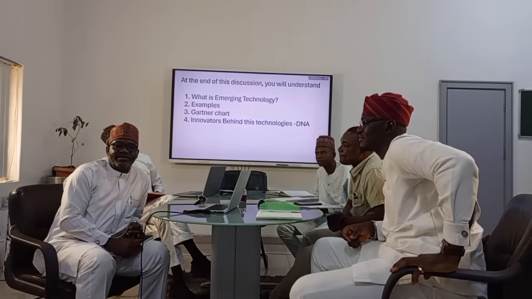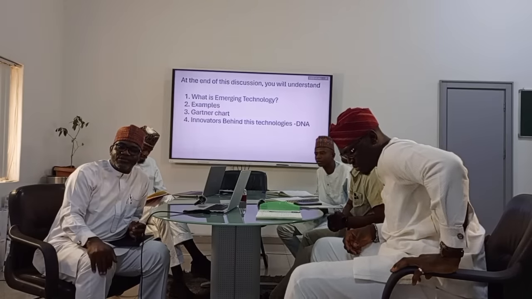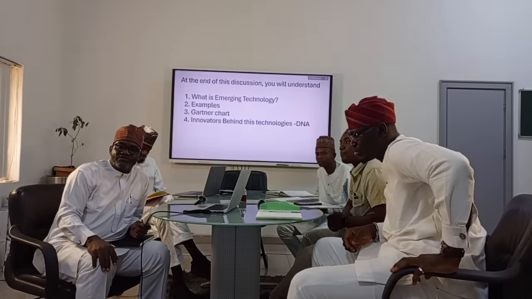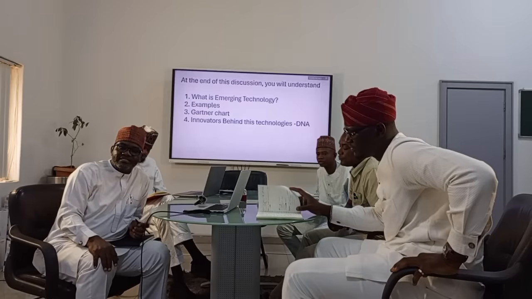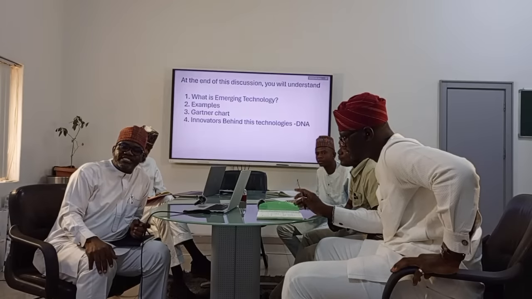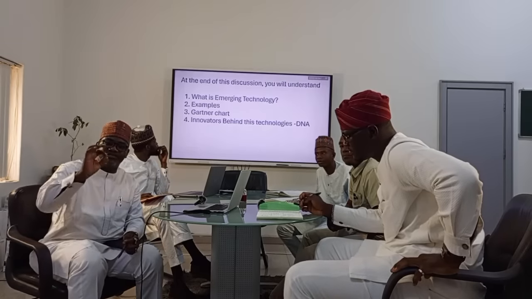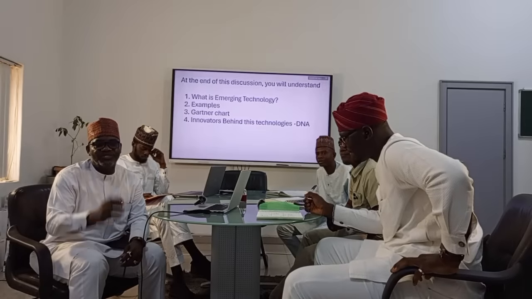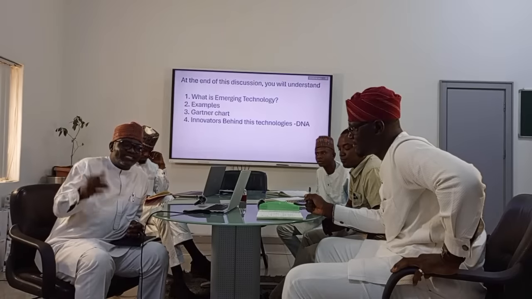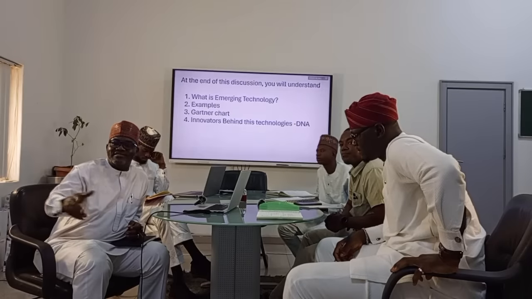but we'll be going into detail about the Gartner chart to tell you the phases that emerging technology goes through, from the point of innovation trigger to the peak of inflated expectations, to the trough of disillusionment, and to the plateau of productivity. We'll be looking at these in detail, and my colleagues are here to share ideas about the things you see at that stage. Some of you might have noticed these things, but maybe passively you don't actually see that this is what is happening. We'll be looking at this as well.